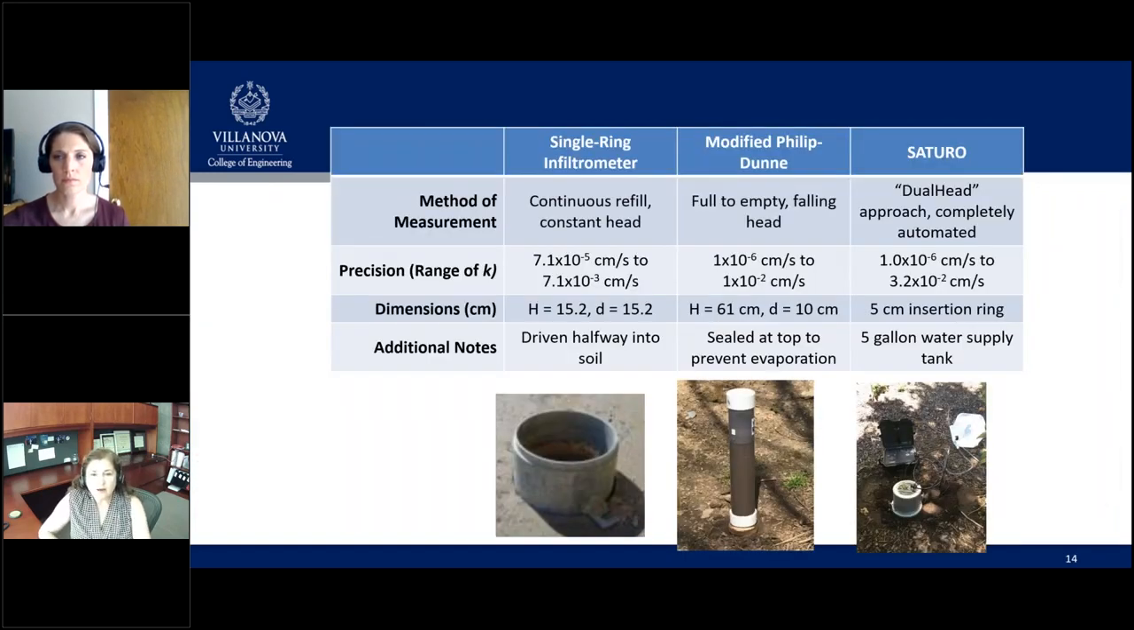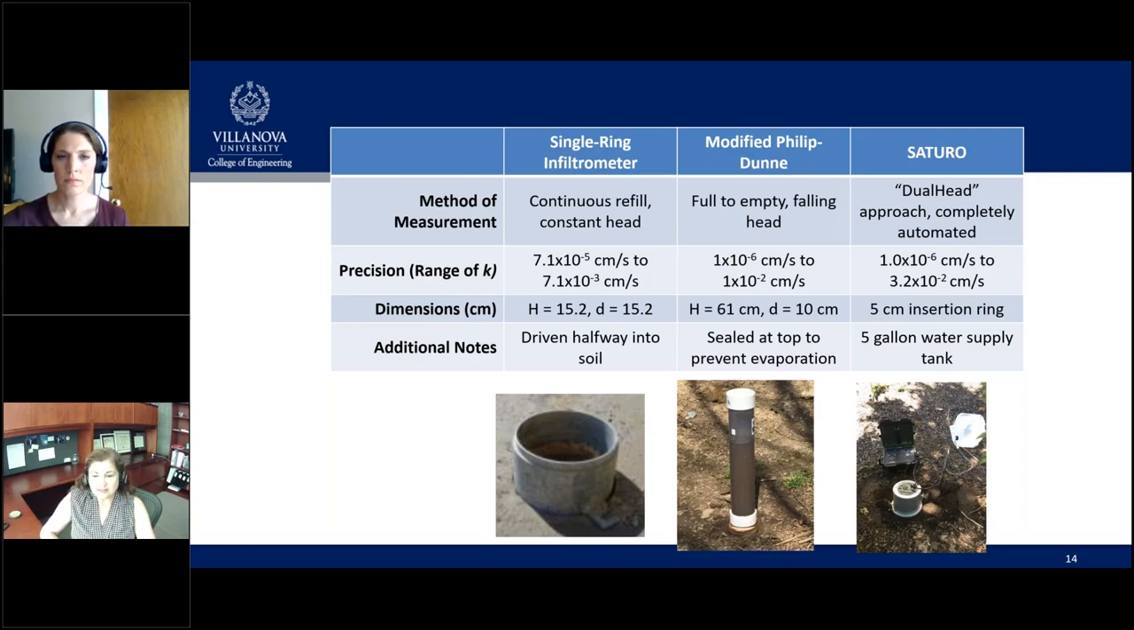So to sum up the different methods that we used, again, we had the single ring infiltrometer. Again, quite simple. It is just a ring hammered into the ground. We fill it up with water and we keep filling it up until we get a consistent drop of water of 2.5 centimeters. And we keep doing that until we see this consistent drop over a consistent amount of time. The range of K goes from 7.1 times 10 to the minus 5 centimeters per second to 7.1 times 10 to the minus 3 centimeters per second.